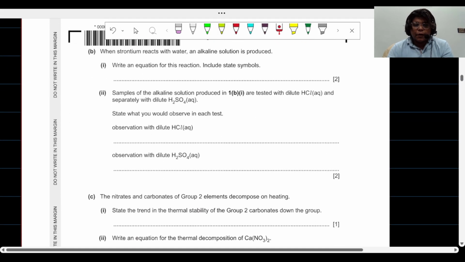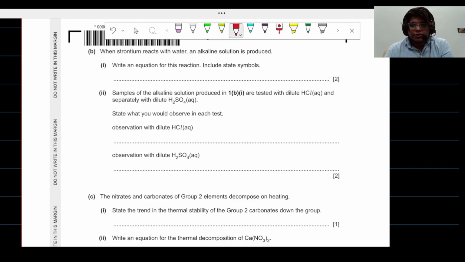And then in the next part B, it says that when strontium reacts with water, an alkaline solution is produced. Write an equation for this reaction. So when strontium reacts with water, it will form strontium hydroxide, Sr(OH)2, and hydrogen gas will evolve, right?